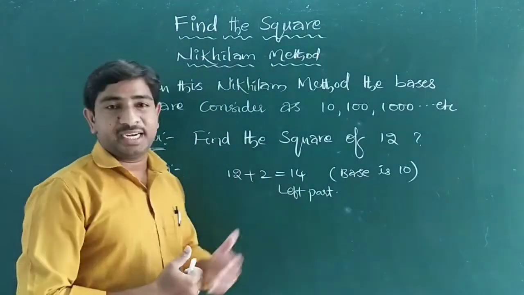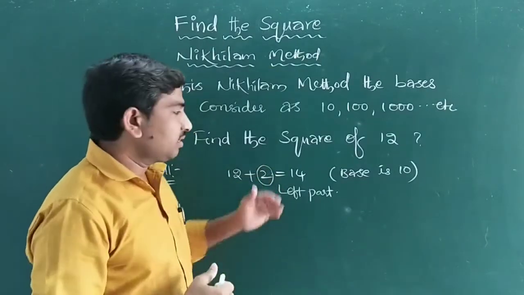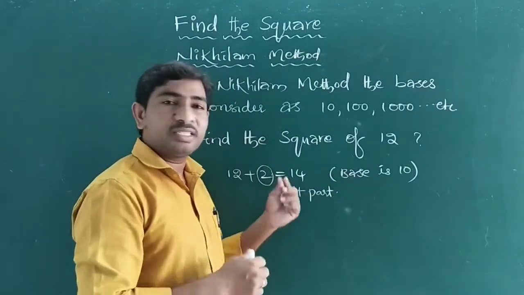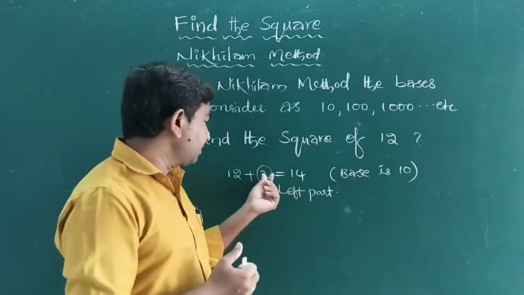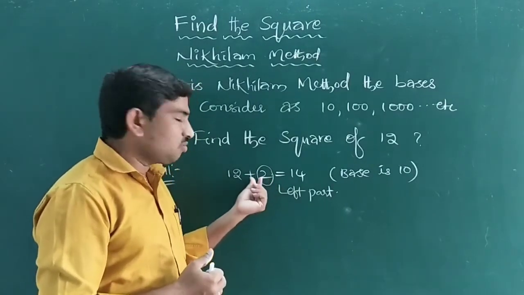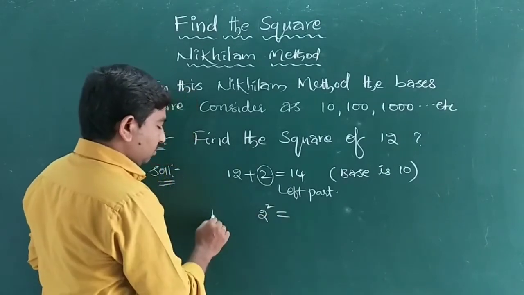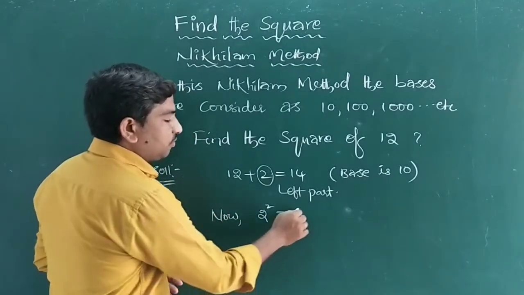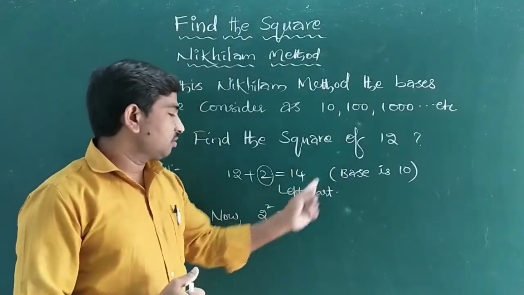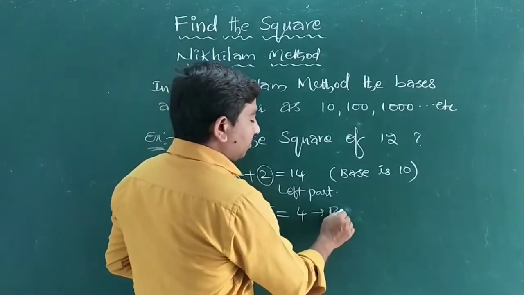And now what is the right part? To obtain the right part, this 2 is the excess, since 12 is 2 more than the base 10. That's why this is our Nikilam. So take this 2 as 2 square. Now 2 square is equal to 4. So this 4 is the right part of the answer.